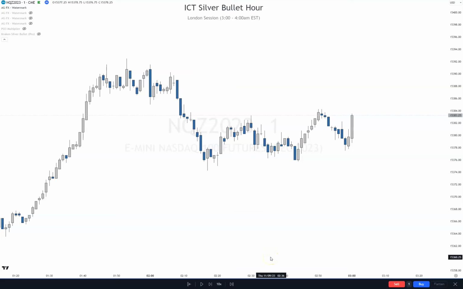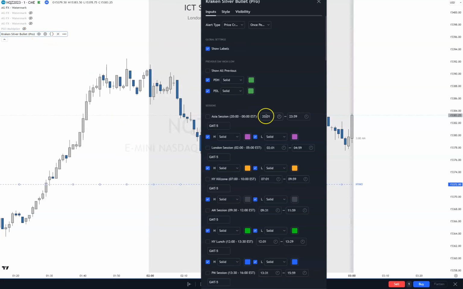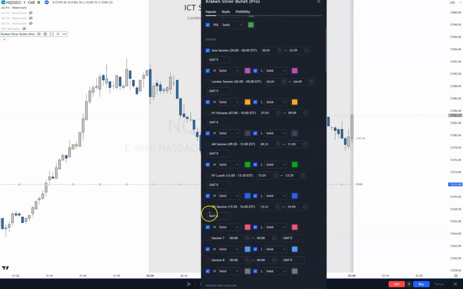Today I want to go over the London Silver Bullet for November 9th. Okay, so the first thing we're going to do is turn on the Kraken Silver Bullet Pro indicator. And let's turn on, so let's see, this is London. So we want to turn on Asia and we want to turn on the PM session liquidity.